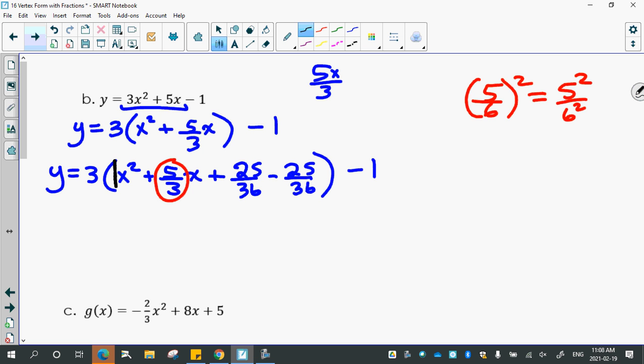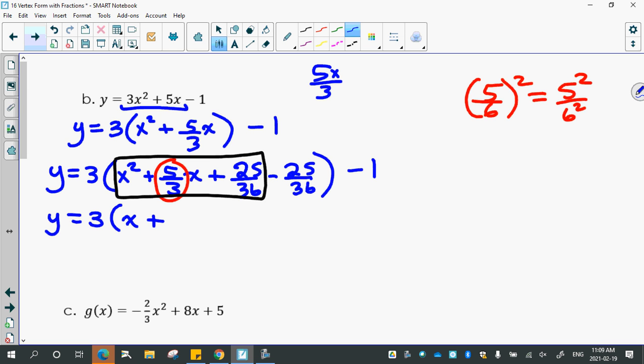So then these go in my box. So I get y equals 3, and then the square root of x squared is x. The sign from the middle term is positive. And then I'm just going to take the square root of this. Well, I can just take the square root of the top of it and the square root of the bottom of it. Okay, so the square root of 25 is 5. The square root of 36 is 6. Okay? Squared.